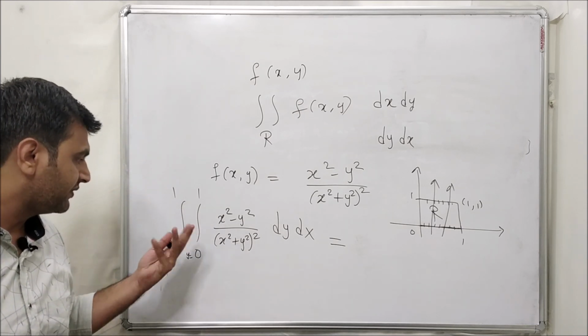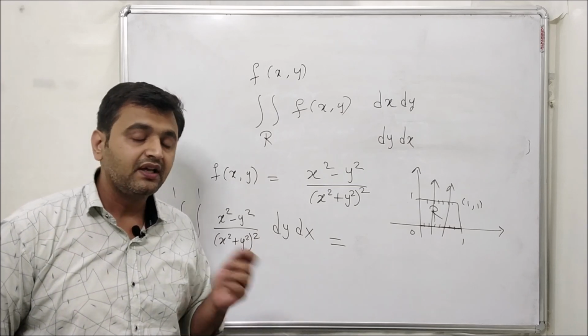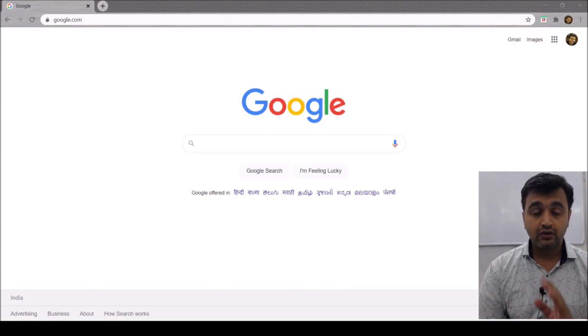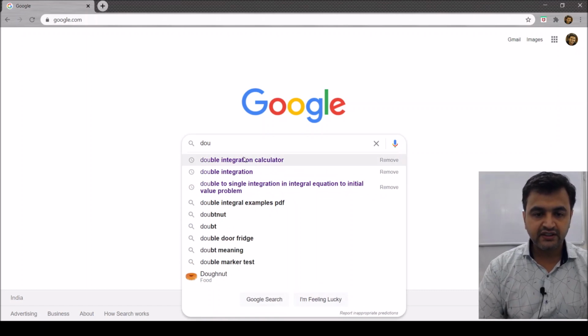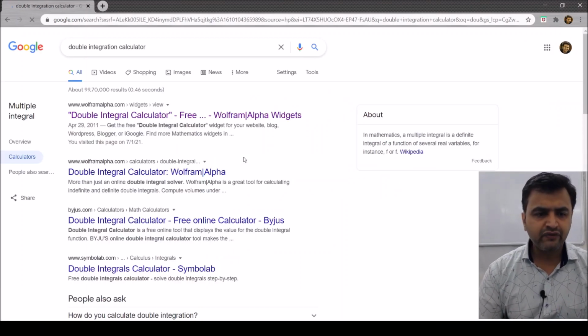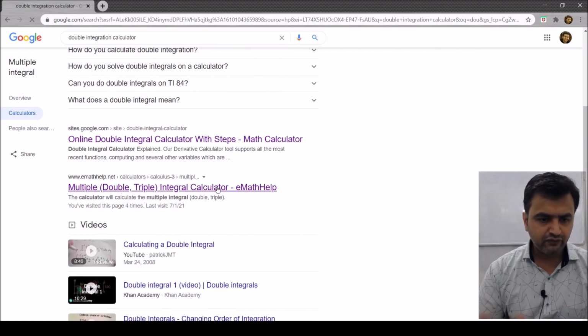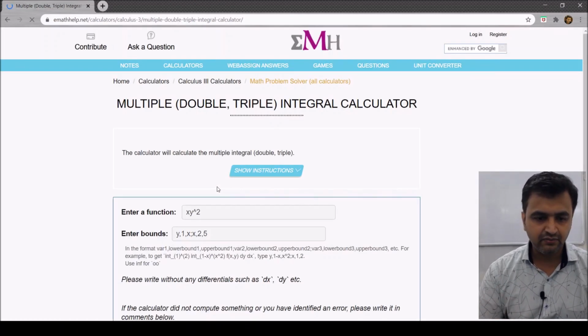Since it's difficult to solve over here, let's take the help of software. So let's go and take the help of a calculator to solve our problem. Once you go to Google, just type double integration calculator and you will have plenty of calculators. You can use whichever you like. So for example, let's go for this one. There's nothing special, but yeah.